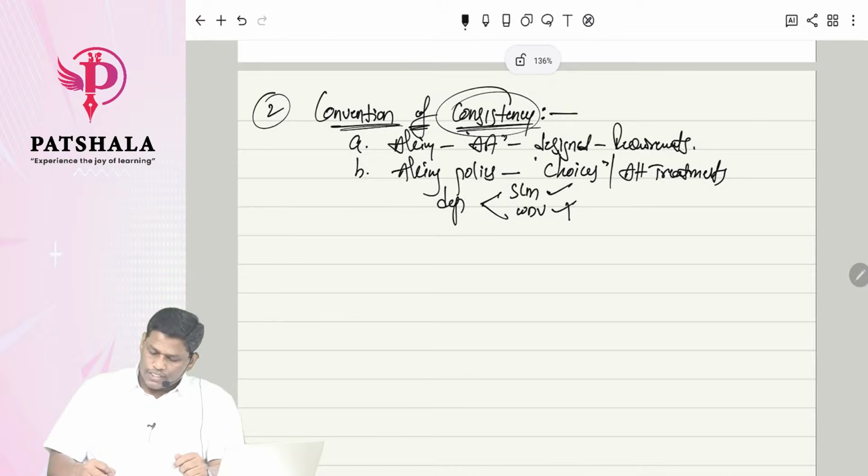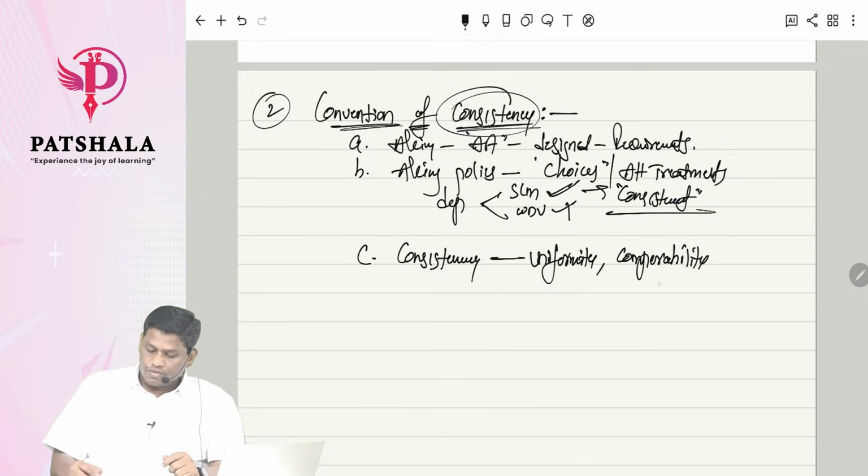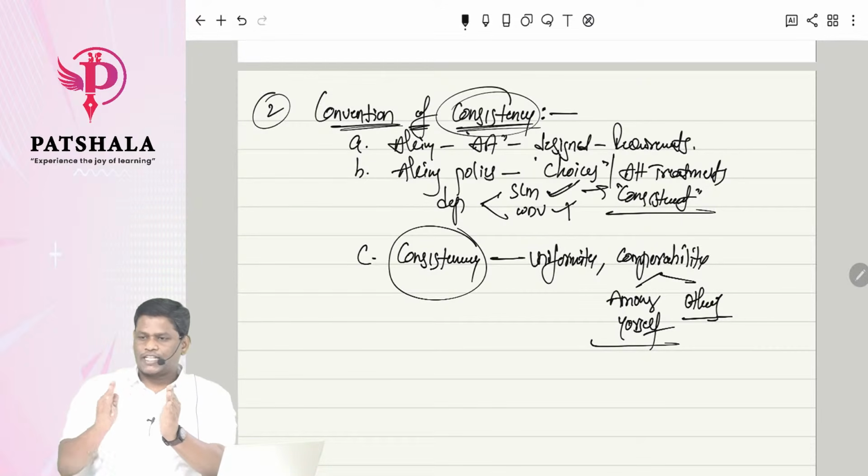once you select one policy, it should be followed consistently. Consistency will go for uniformity. Consistency will give you comparability, comparability among yourself, comparability with others. This is possible only when you go for consistency. And anything that you follow, consistently you can follow.